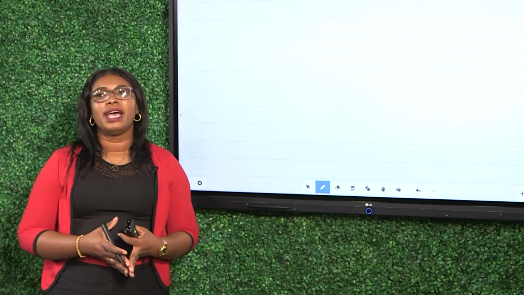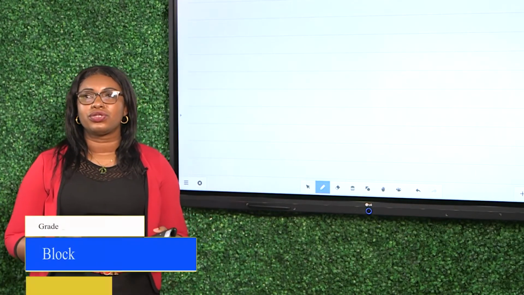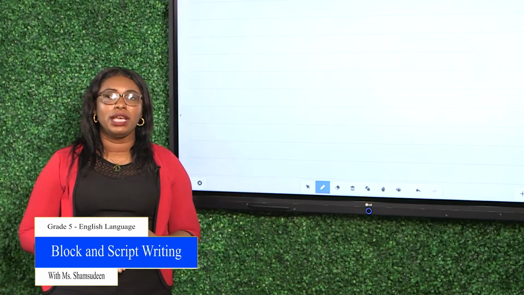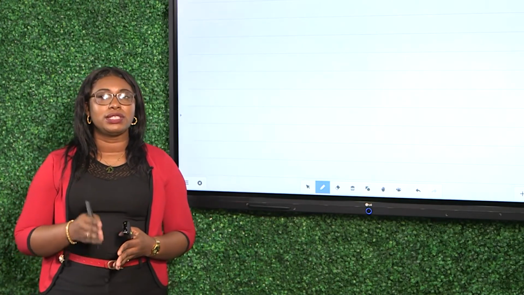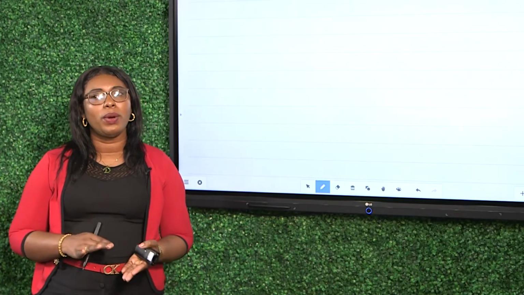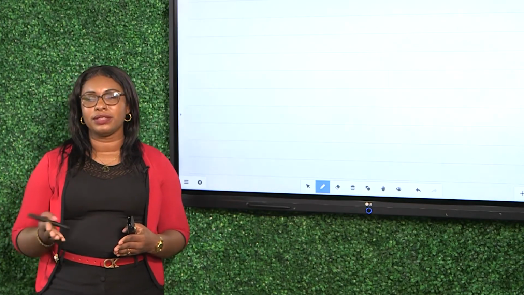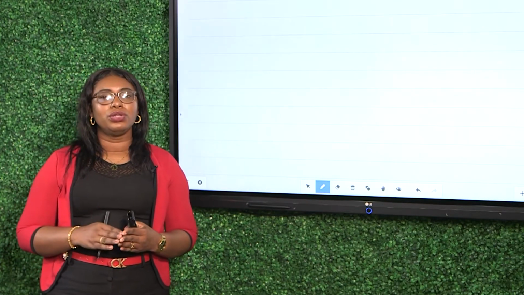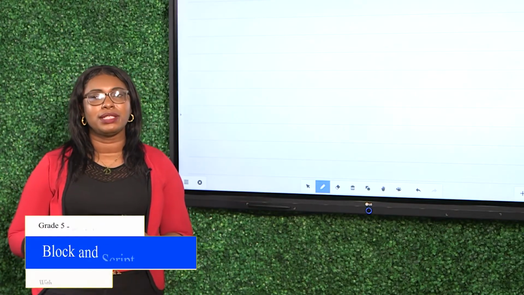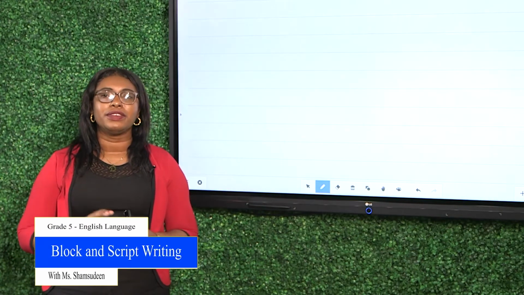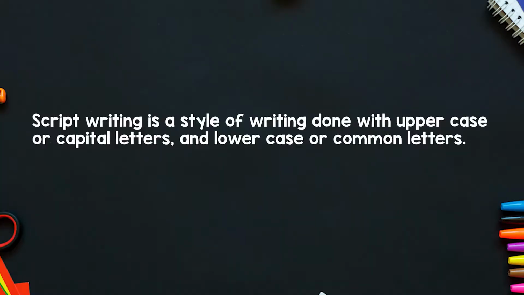Now remember, in handwriting, it can either be in script or cursive. But today, we're going to be looking at script and block writing. Now, why am I saying script and block writing if we said the two styles are script and cursive? Well, block writing, we know, is a form of script writing, but you will see the difference as we go along. Now, for script writing, it can be done in uppercase or in lowercase. I know we're accustomed to saying it can be done in capital letters or common letters.